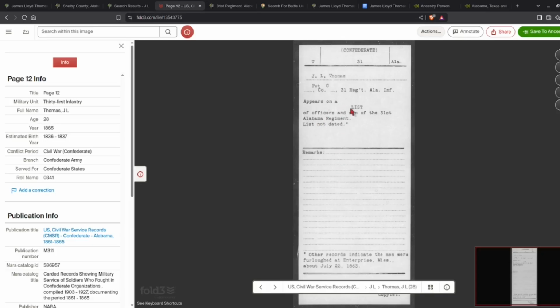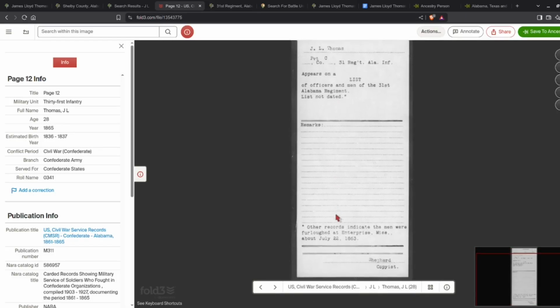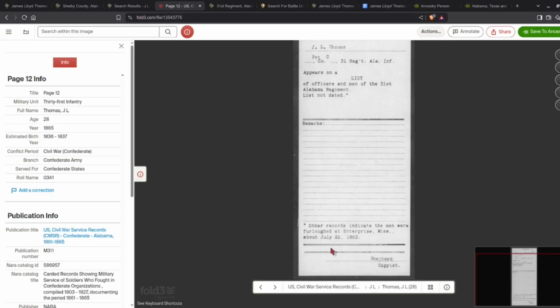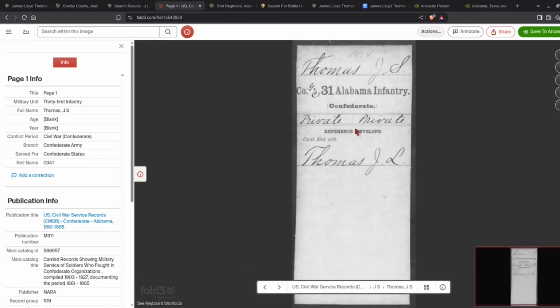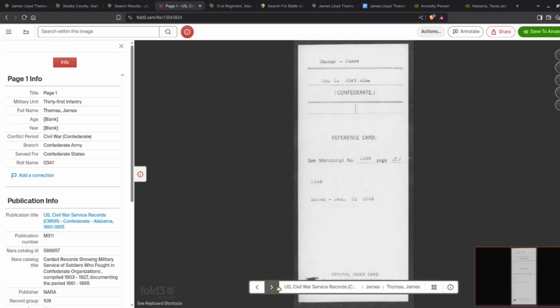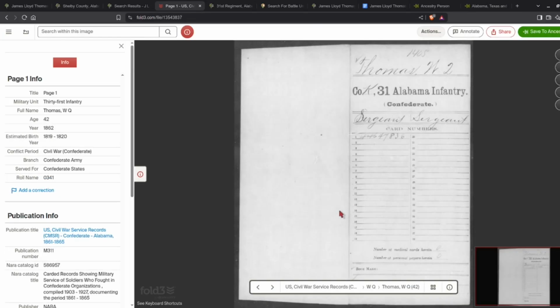All right, J.L. Thomas appears on a list of officers and men of the 31st Alabama Regiment. Other records indicate the men were furloughed at Enterprise, Mississippi about July 22nd, 1863. All right. Okay, that's just a reference envelope, reference card. Okay, so that's everything. So if you get access to this, I would download those images where it says he was a prisoner of war, his enlistment date, where he went for his training camp, which was Camp Goldthwait. And so lots of really great information there.